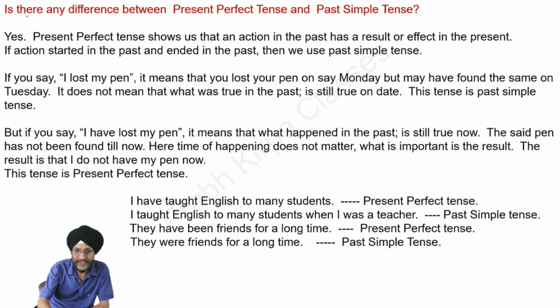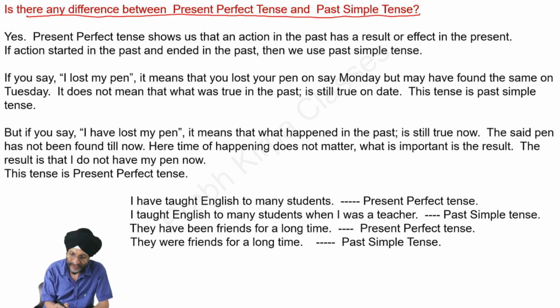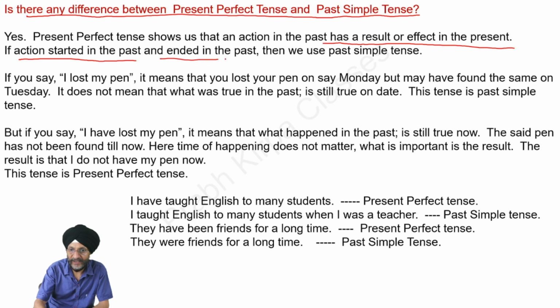Now the question arises, is there any difference between present perfect tense and past simple tense? Yes, there is a difference. Present perfect tense shows that an action in the past has a result or effect in the present. If action started in the past and ended in the past, then we use past simple tense. If you say, I lost my pen, it means that you lost your pen, say on Monday, but you may have found the same on next day, that is Tuesday.